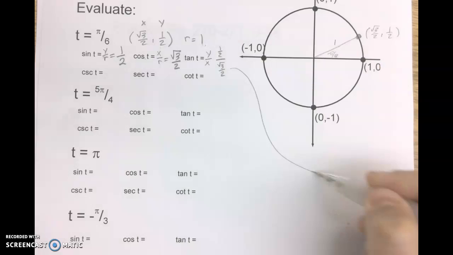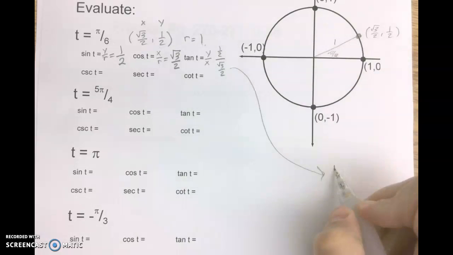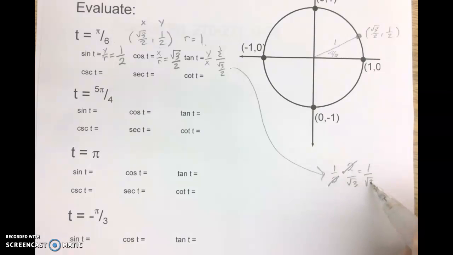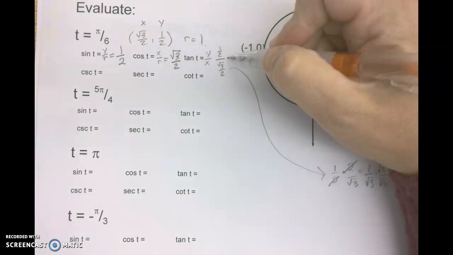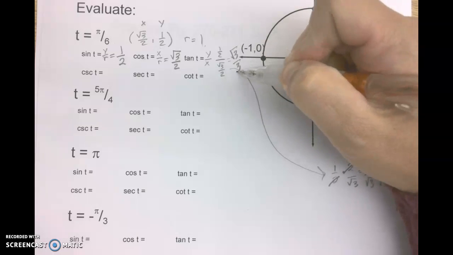Now I'm going to come over here to the side. Anytime I divide fractions, I have to multiply by the reciprocal. Those 2's cancel, and I'm left with 1 over the square root of 3. Well, I can't leave it that way. So I multiply by the square root of 3 over the square root of 3, and I end up with the square root of 3 over 3. So right here, this tangent is the square root of 3 over 3.